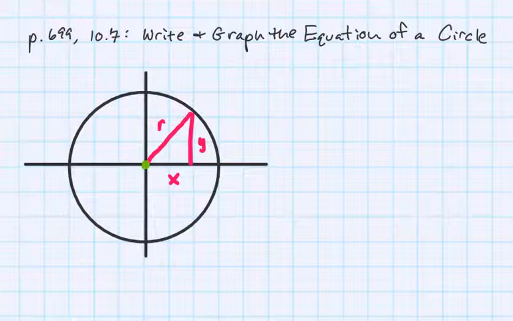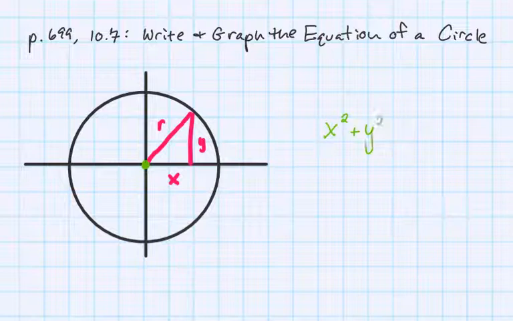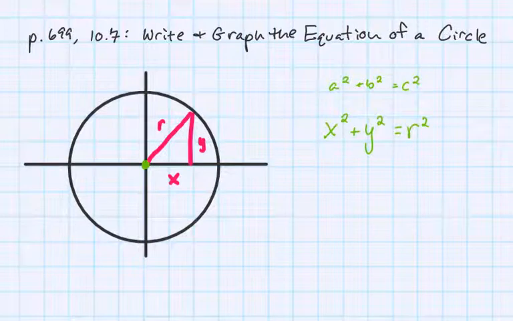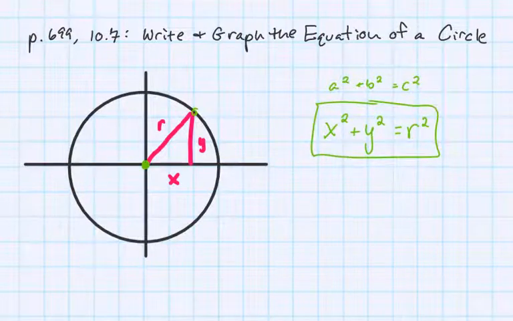So we just use the Pythagorean theorem. x squared plus y squared equals r squared. So it should look like a squared plus b squared equals c squared, where the hypotenuse is the radius, and the sides of the triangle are the x and y. So for any point that is on the circle, whether it is right there, or if I draw another right triangle right there, it would fulfill this equation.